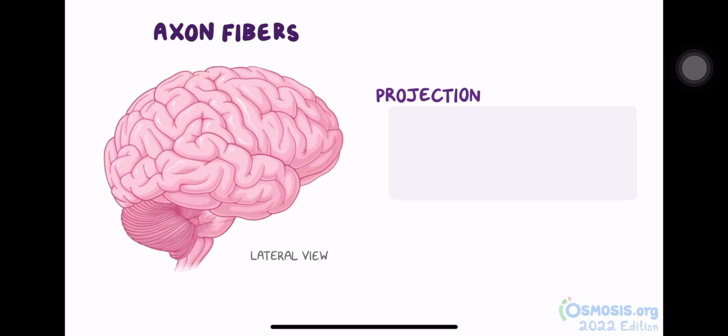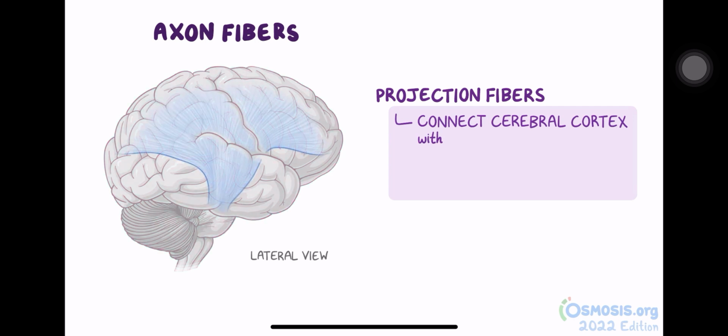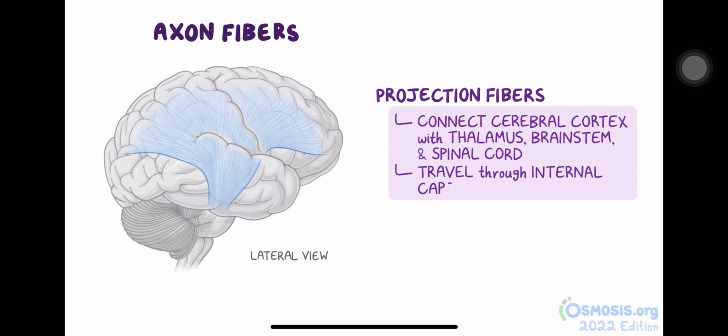Finally, projection fibers connect the cerebral cortex with more caudal structures in the central nervous system, like the thalamus, brainstem, and spinal cord. These ascending and descending projection fibers all travel in a structure called the internal capsule, which has 5 parts that we will explore later.